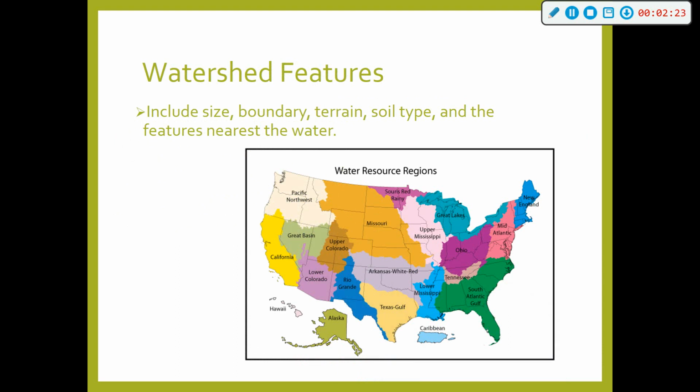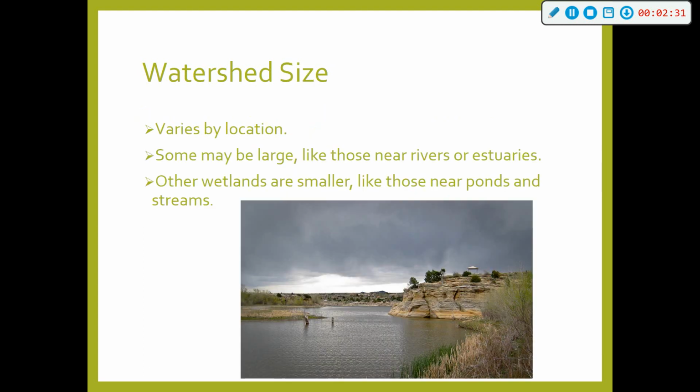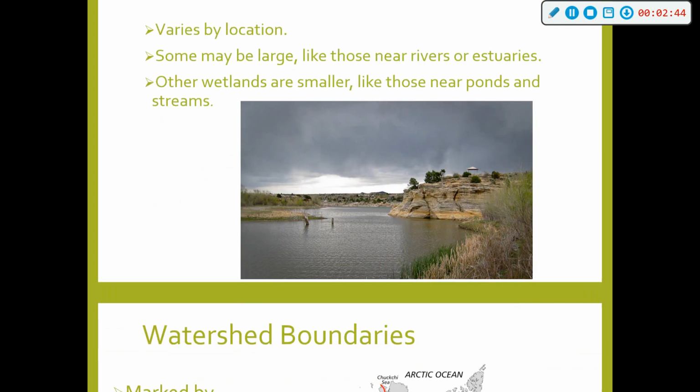So, watershed features, this includes size, boundary, terrain, soil type, and the features nearest the water. So watershed size, this varies by location. Some can be large, like those near rivers or estuaries. Others are smaller, like those near ponds and streams.